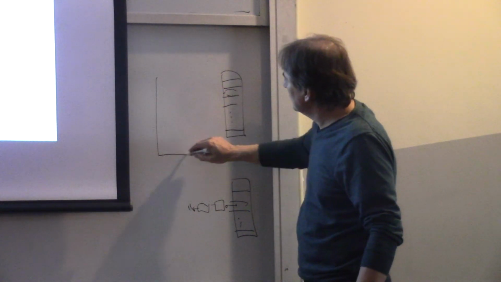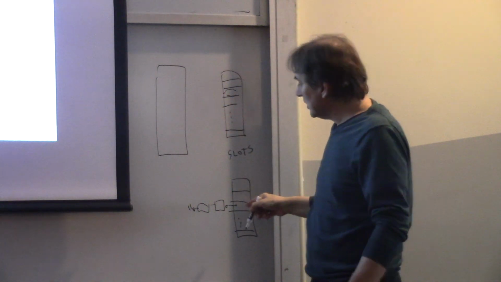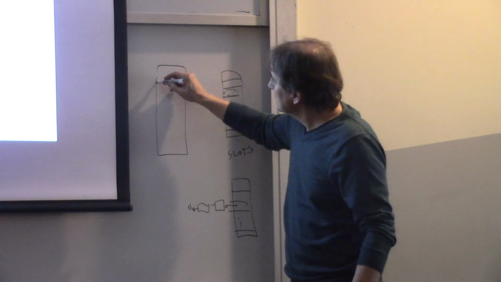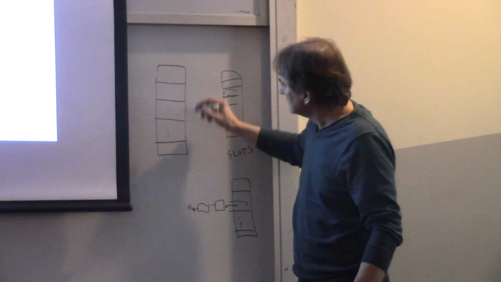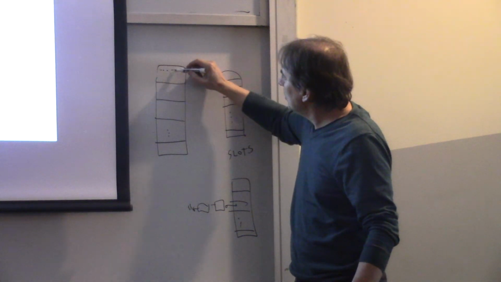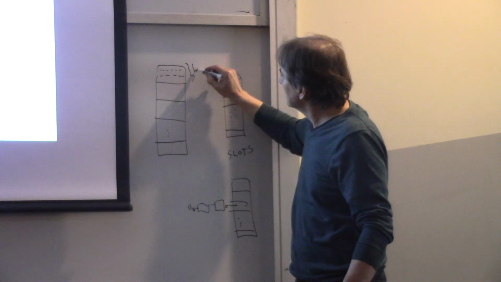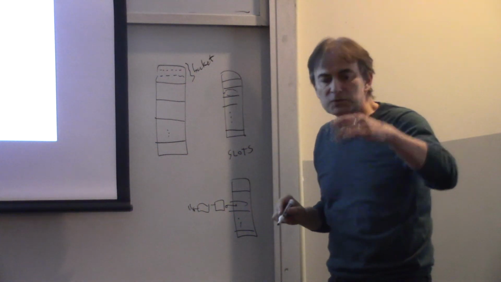Okay, so the third technique is bucketing. Bucketing works like this. Instead of chains, it's more like slots, except that for each bucket, we will have multiple slots. So a bucket will have multiple storage locations.